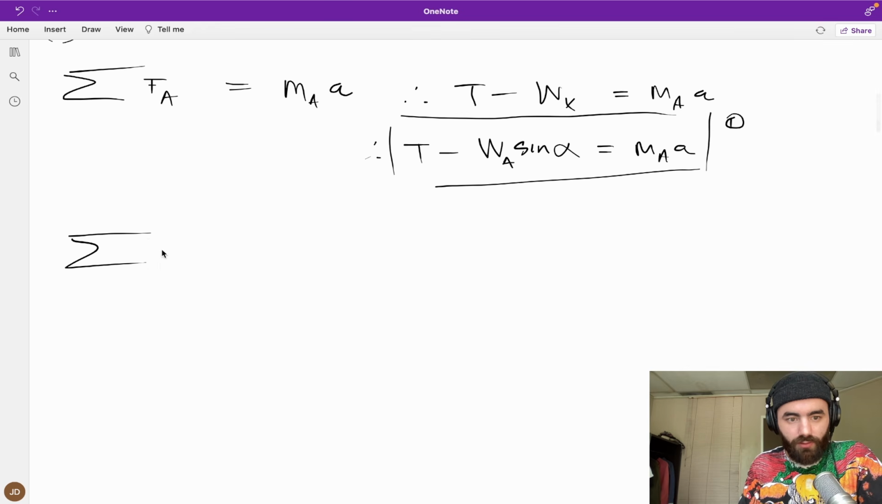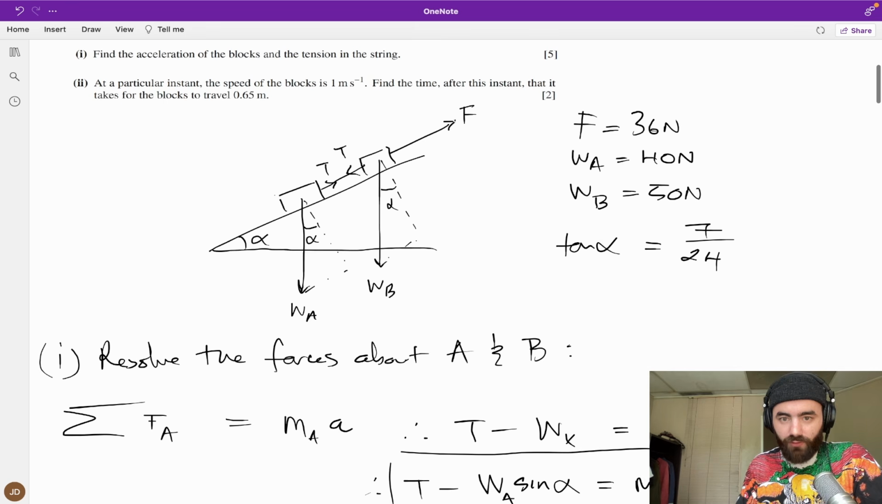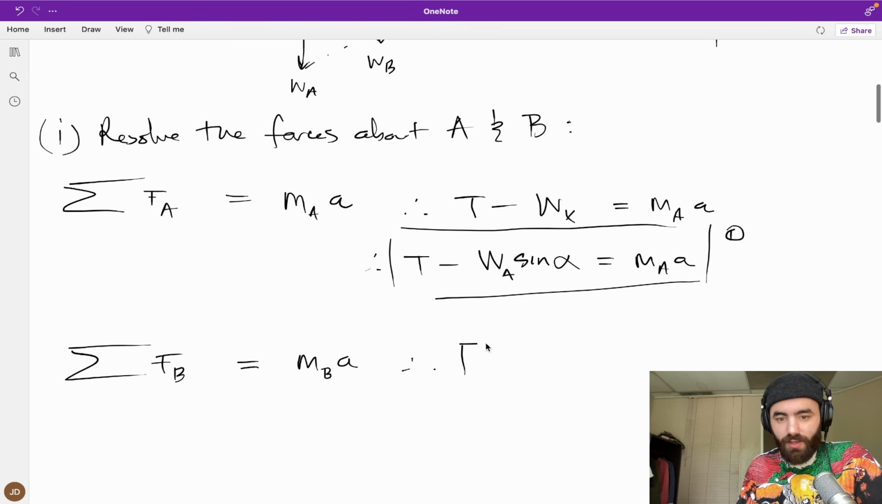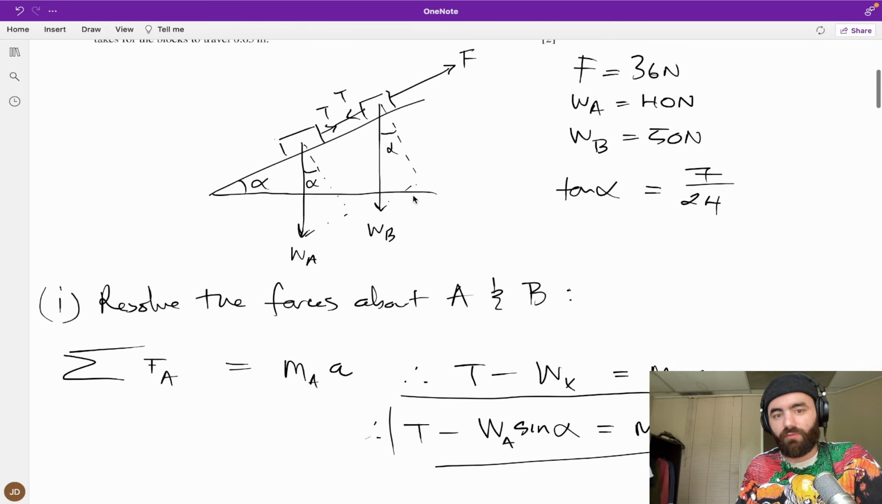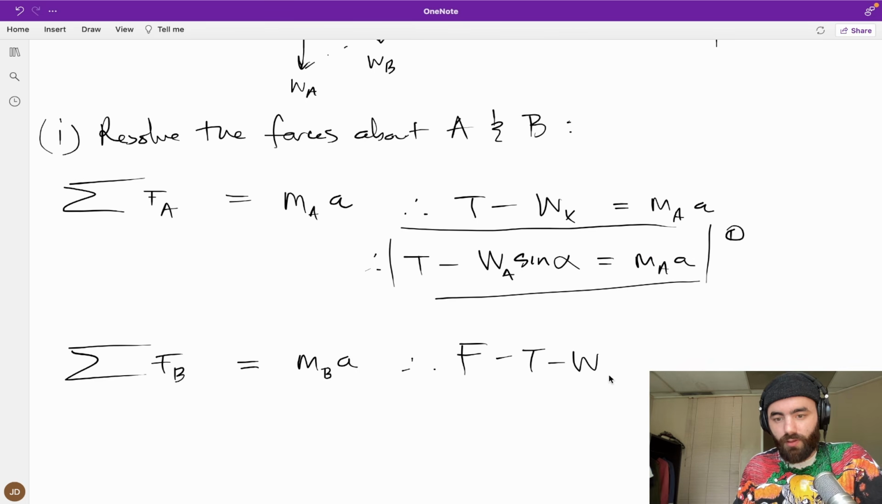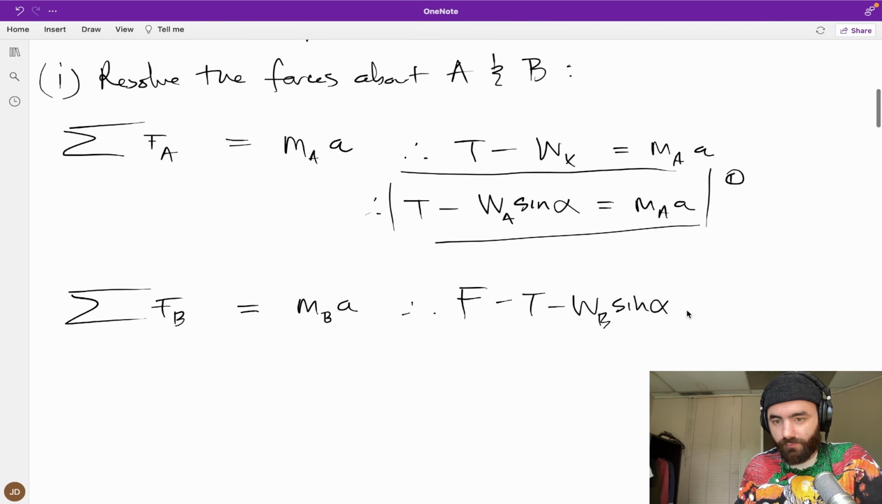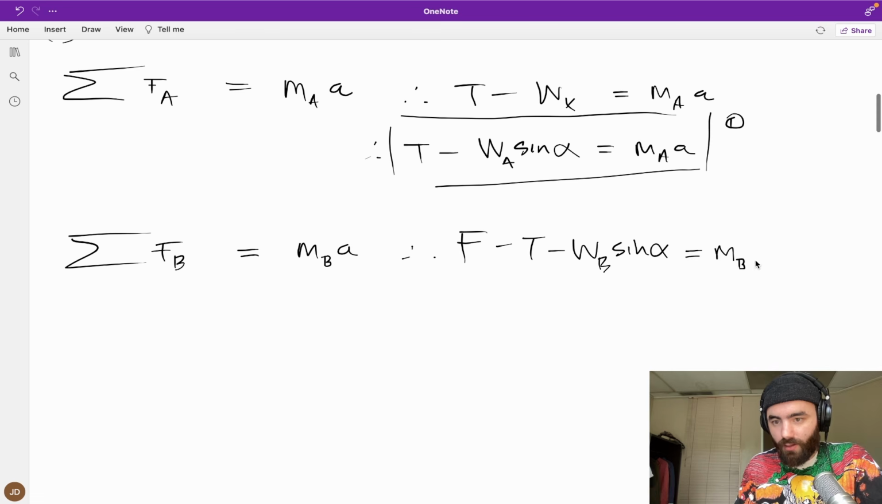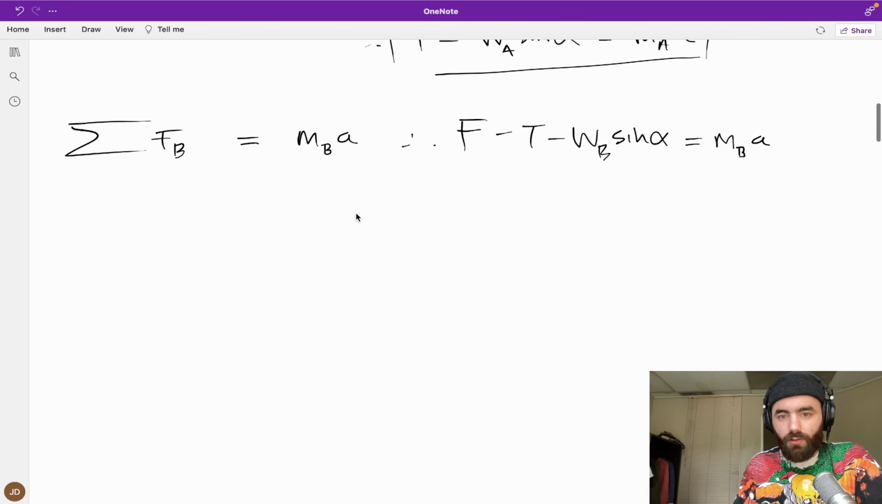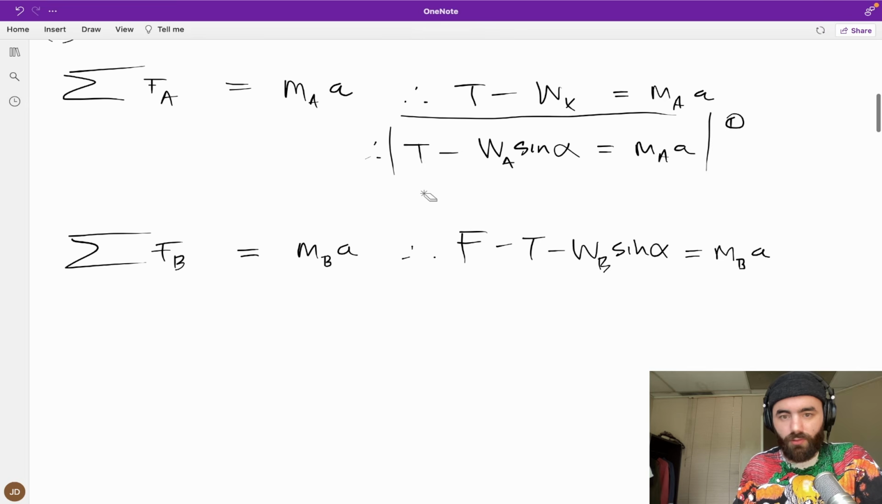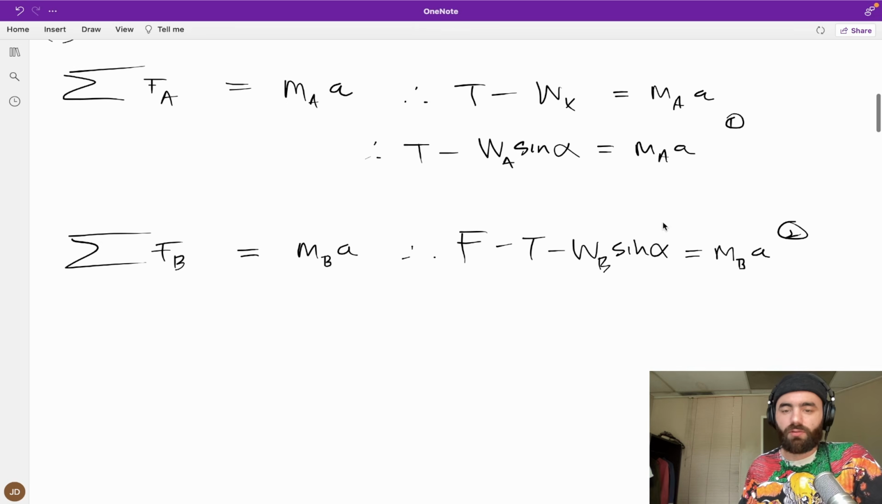The second equation: the sum of the forces on B equals the mass of B times a. For B we have this force F acting up the slope, minus the tension acting down the slope, and then minus the weight of B acting down the slope, W_B sine alpha. I guess we could box it up, it's not that important, but number it. So it's equations 1 and 2.